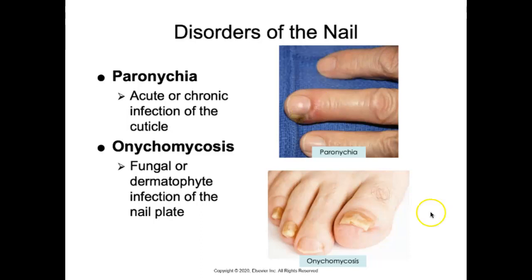Then we have onychomycosis, which is a fungal or dermatophyte infection of the nail plate. We can see that it turns yellow or white and becomes elevated, and we start to have an accumulation of hyperkeratotic debris within the nail plate.